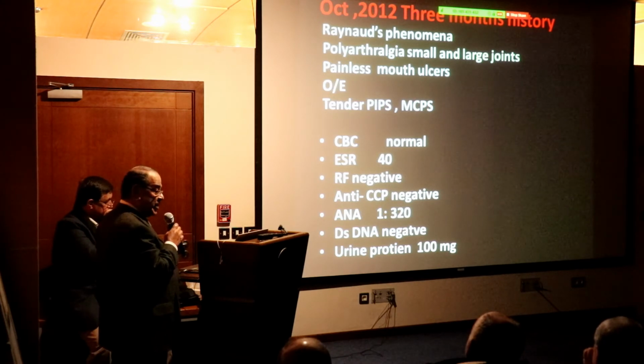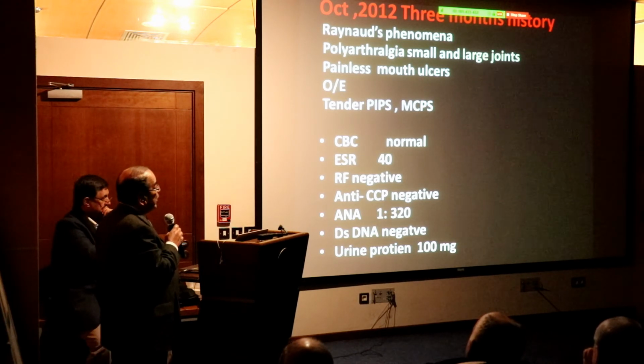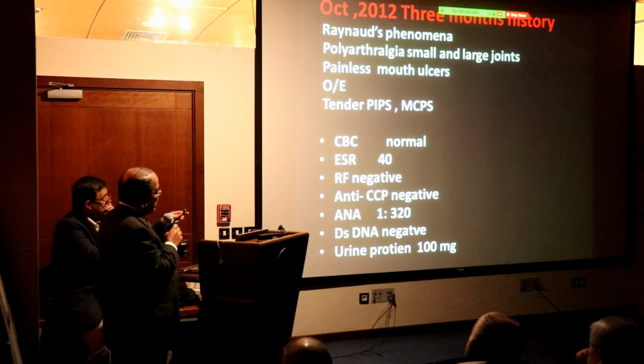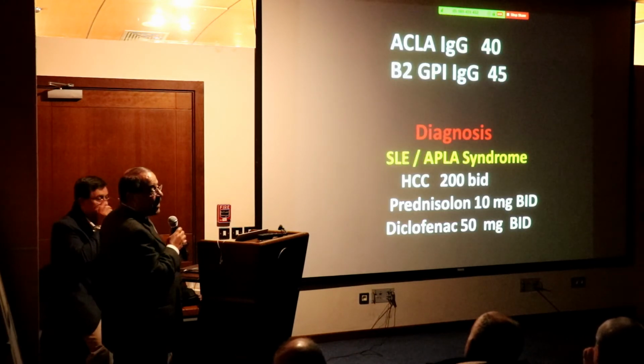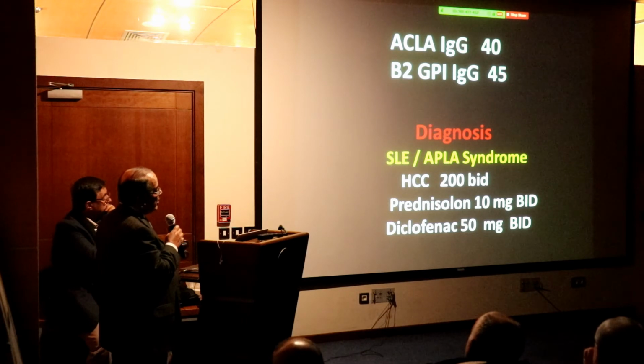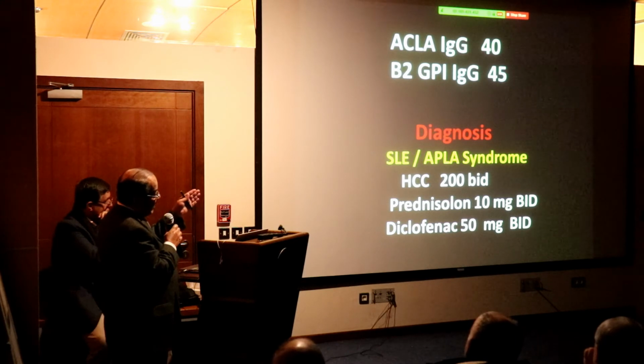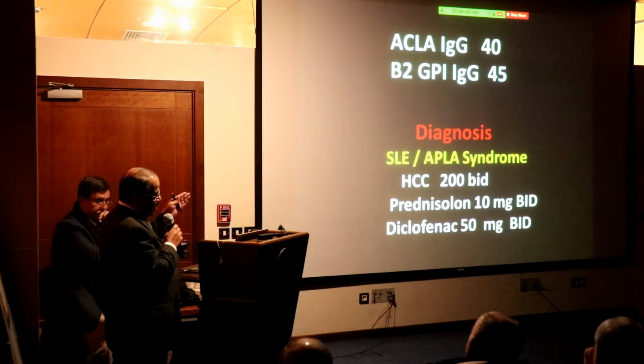ANA is positive at a high titer, 1/320, double-stranded DNA negative, and the urine protein was 100. And the normal, as you know, is less than 300. So this is a positive ANA, polyarthralgia, Raynaud's phenomena. The anticardiolipin antibody was positive, IgG positive, and beta-2-glycoprotein IgG is also positive. So the diagnosis at that time was SLE with secondary antiphospholipid antibody syndrome.